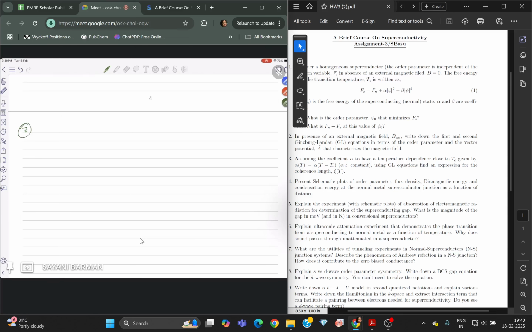Now, the seventh question is what are the utilities of tunneling experiments in normal superconductor junction systems? Describe the phenomena of Andreev reflection in an NS junction, normal superconductor junction. How does it contribute to the zero bias conductance? Okay, so the tunneling experiment of the normal superconductor junctions tells us about the superconducting properties like the DOS, energy gap, etc.